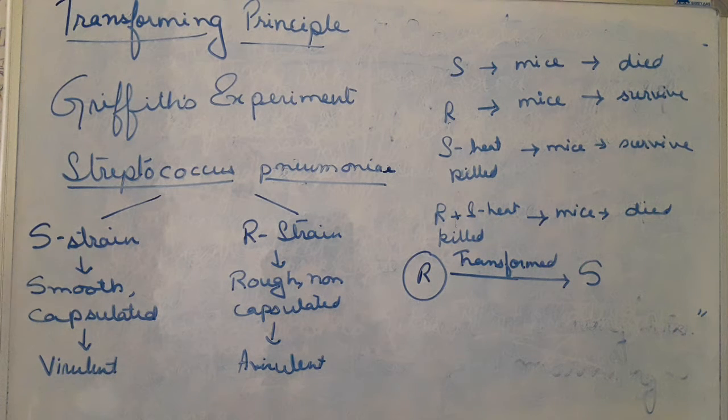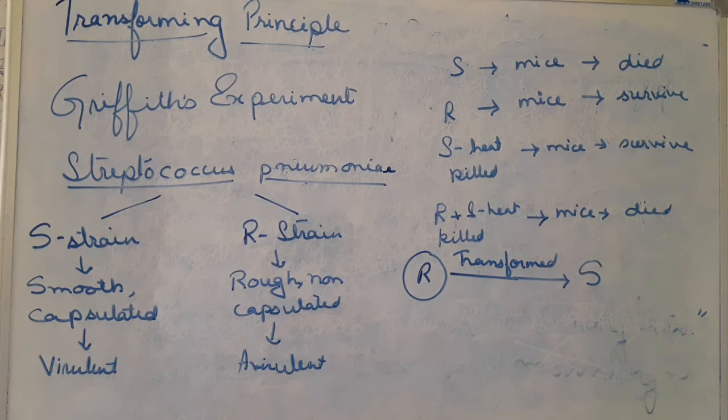Now the S strain is also known as the smooth strain or capsulated type, because it consists of a mucus, that is a polysaccharide coat, for which it forms smooth colonies in the culture medium, and this is the virulent type, that means the infective type which causes the infection. The R strain is also known as the rough or non-capsulated type because it doesn't have any capsule or mucus coating, and it is called an avirulent or non-virulent type because it is not able to cause the disease.